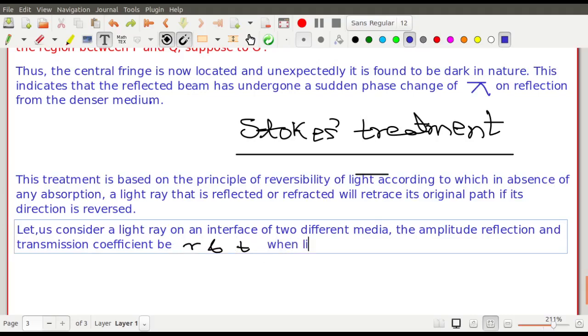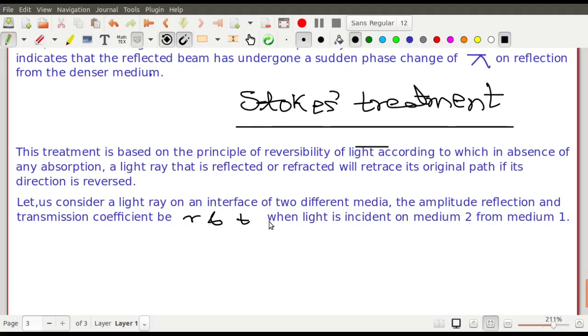when light is incident on medium 2 from medium 1. Okay, so this is the first amplitude reflection and transmission coefficient. These are actually percentages: how much percentage of amplitude is reflected and how much percentage is transmitted. So that is what we mean by R and T.